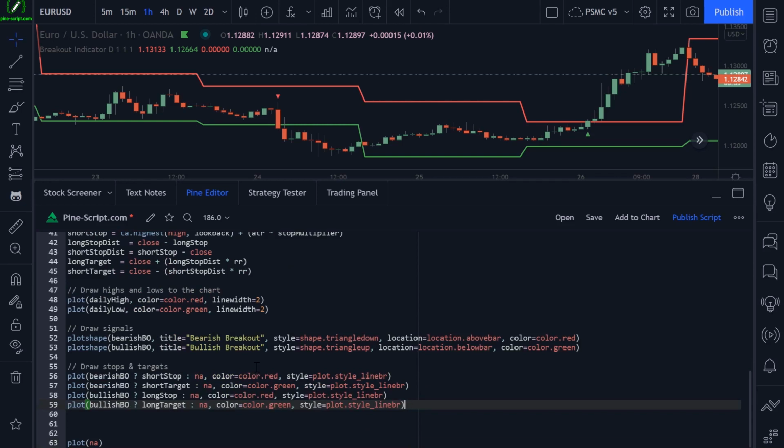So let me paste that in here. So all I'm saying here is, do we have a bearish breakout? If so, draw our short stops and our short targets with a color of red and green and a style of plot.style line break.